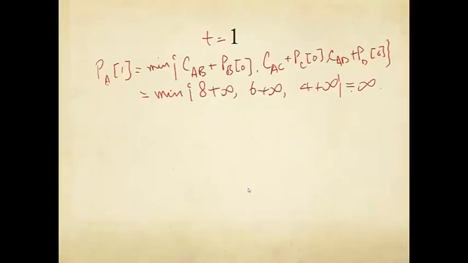But again, don't eyeball the solution. We just want to illustrate the Bellman equation using as simple a numerical example as possible. Similarly, you can write down that PB at this time iteration is also infinity.